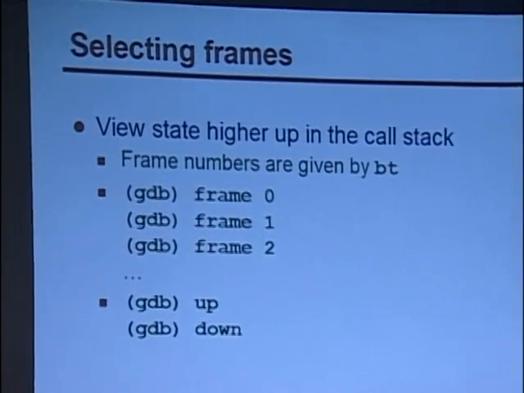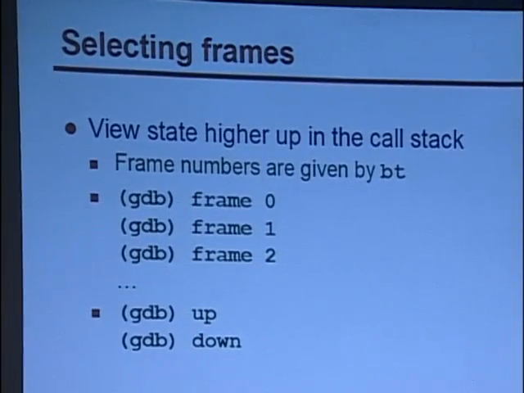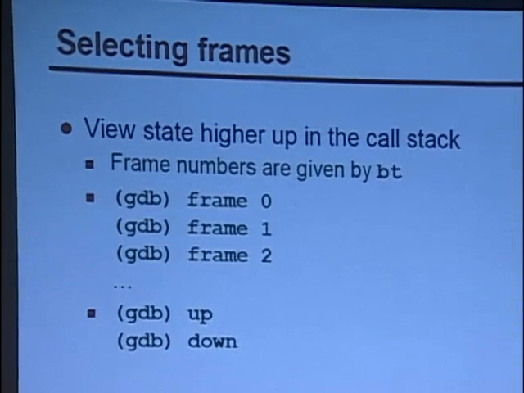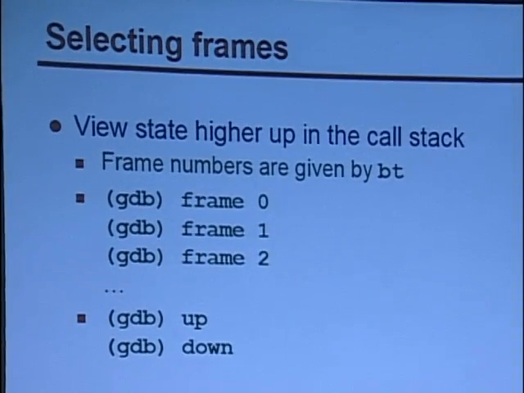OK, so I mentioned that at any time when you stop your program, there are going to be multiple function calls which are active, corresponding to main, which called this other function, which called this other function, which called wherever your current point of execution is. And you can actually examine the state for all of these stack frames separately. When you do BT, it's going to give you the list of frames, right? And they're going to be numbered from 0 to however many there are.